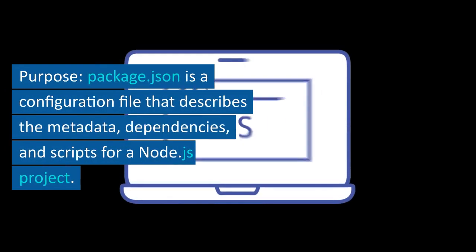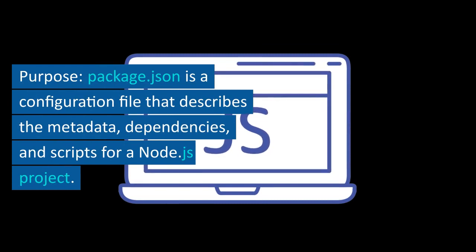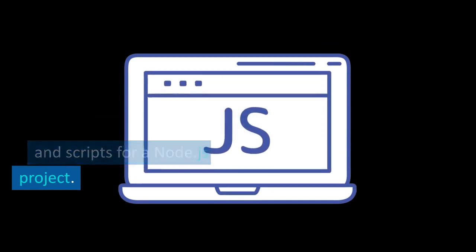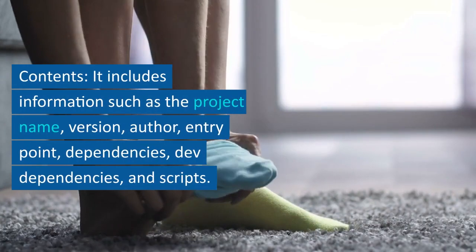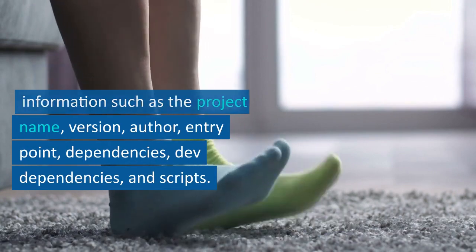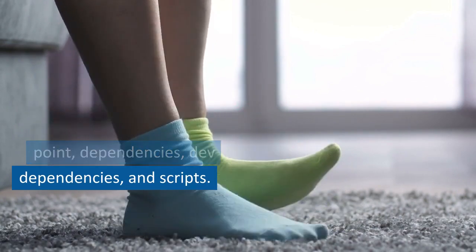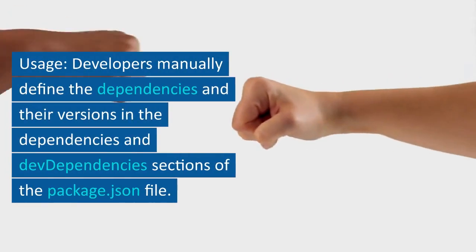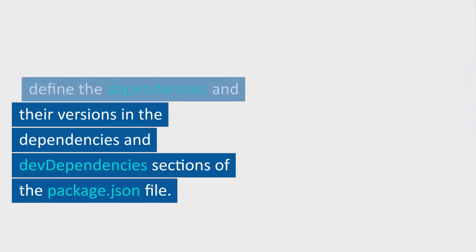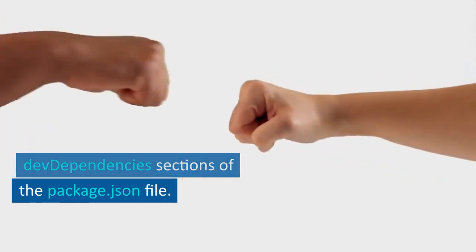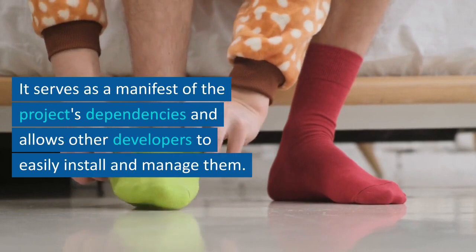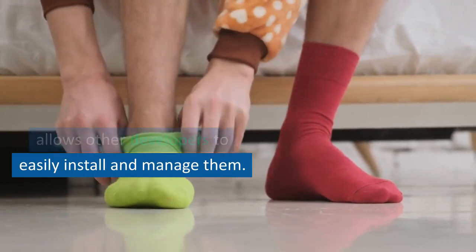Package.json. Purpose: Package.json is a configuration file that describes the metadata, dependencies, and scripts for a Node.js project. Contents: it includes information such as the project name, version, author, entry point, dependencies, dev dependencies, and scripts. Usage: developers manually define the dependencies and their versions in the dependencies and dev dependencies sections of the Package.json file. It serves as a manifest of the project's dependencies and allows other developers to easily install and manage them.